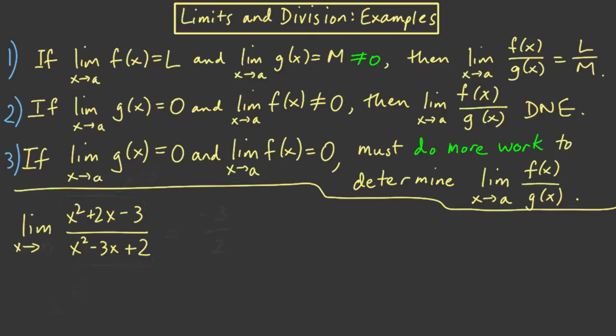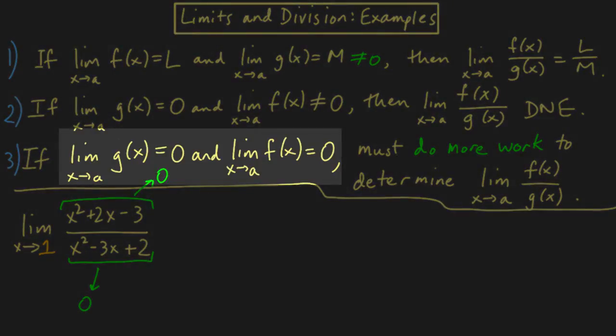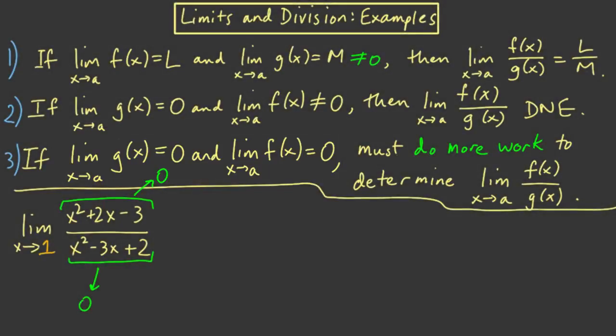Okay, so what if we took the same limit, but we now have x approaching 1? Well, here, when we take the limit of the denominator, we can still plug in because it's still continuous, and we'll see that we get 0. So the denominator is going to 0, and we need to check the limit of the numerator, and we can plug in there as well, and that's also going to go to 0. So the numerator and the denominator are both going to 0. We're in this third case that we just talked about for the limit law for division. So we have to do more work.